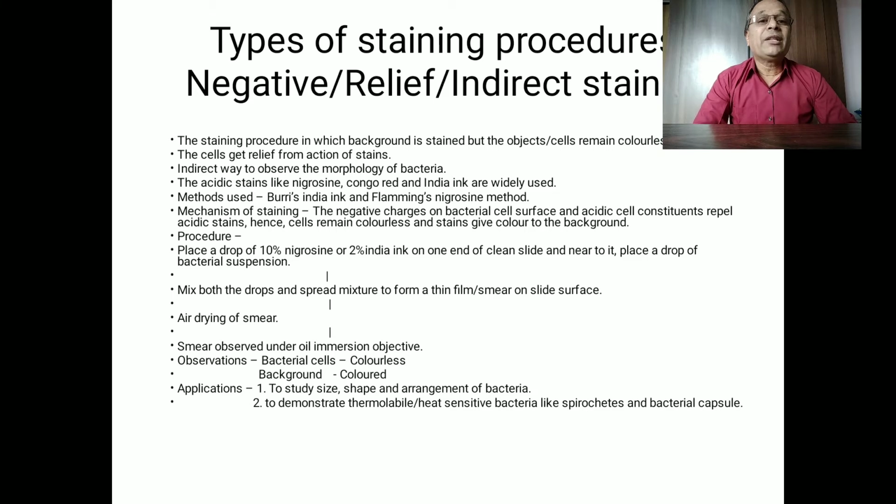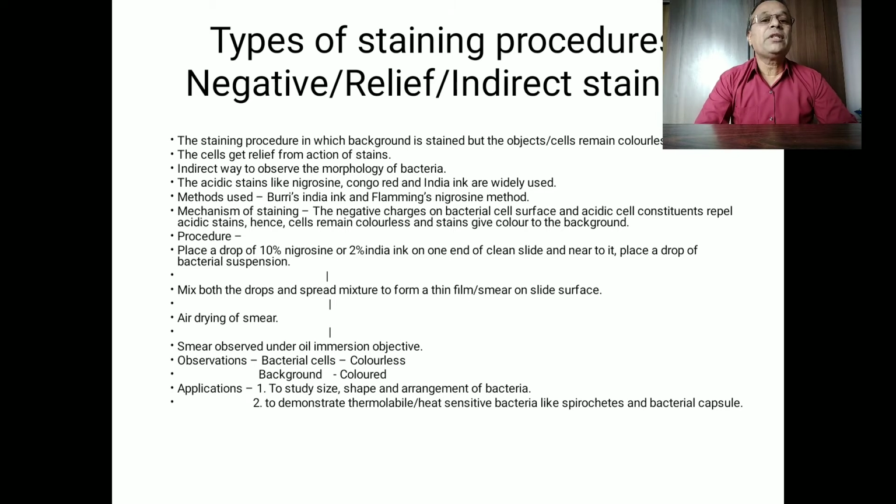There are different methods by which one can visualize bacteria by negative staining. These are some of the methods: Burry's method, known as Burry's India ink method, because this method involves the use of India ink or a pen ink, and Fleming's nigrosin method, as the name itself indicates, in which nigrosin is used as an acidic stain. These two methods are helpful for demonstration of bacteria by the negative method.